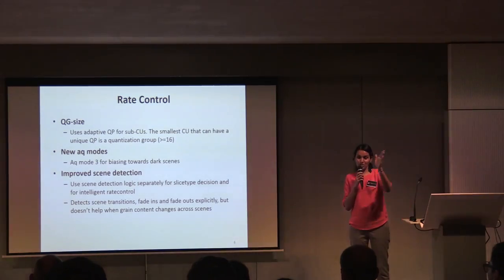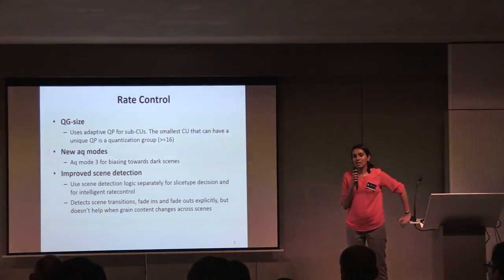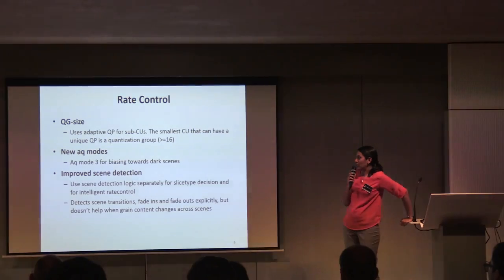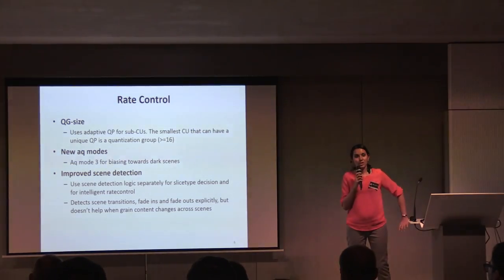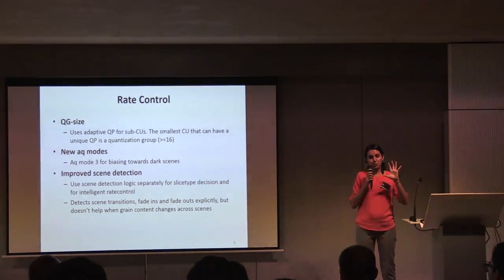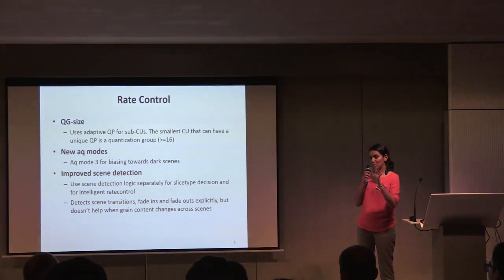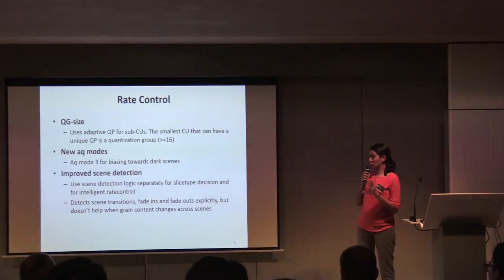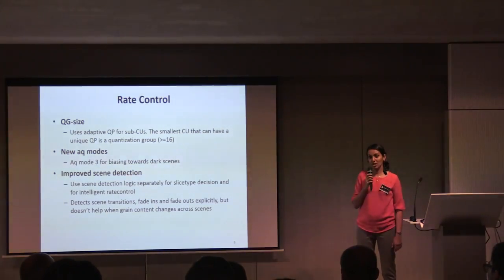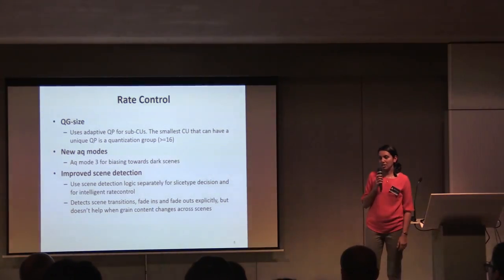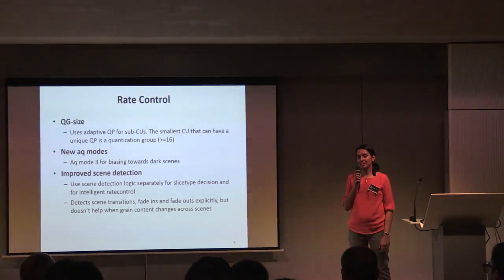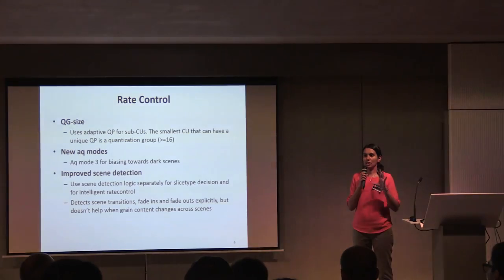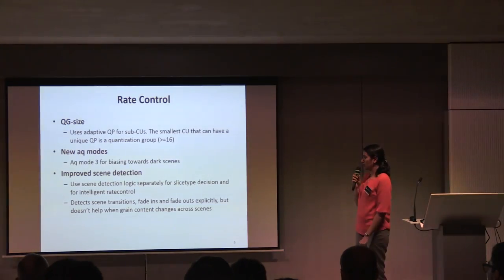that are assigned to each of these frames so that the fade-in is a little more natural, and similarly for fade-out. So we now have separate scene detection logic that works for slice type decision, and a separate, derived set of flags which work for rate control, so you can assign QPs a little more intelligently. I'm not sure it's fully done yet, but it certainly has improved on a lot of the test cases that we worked with.